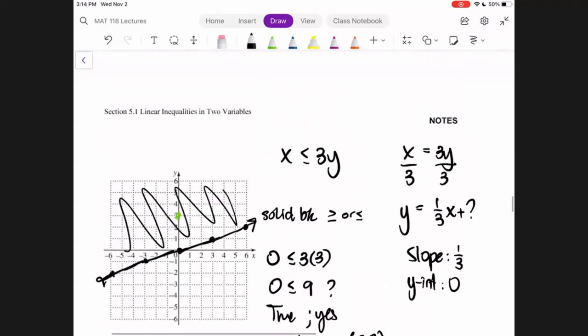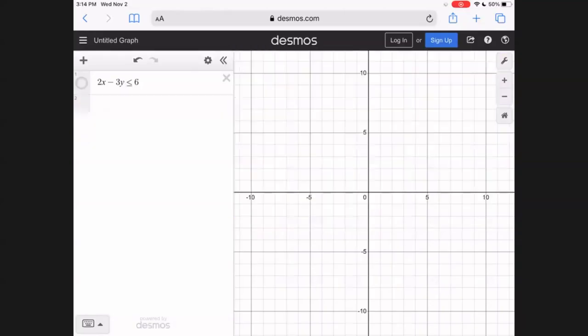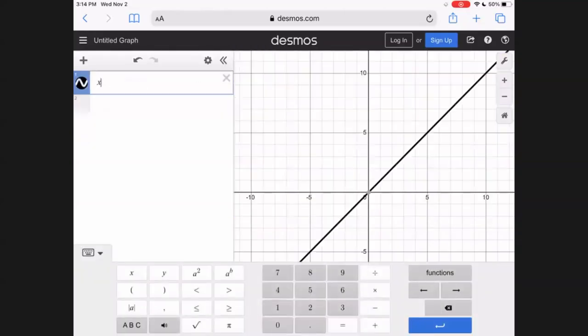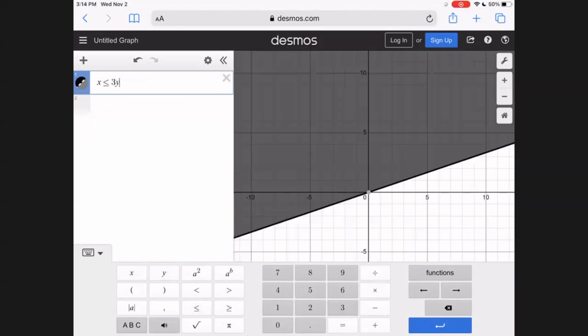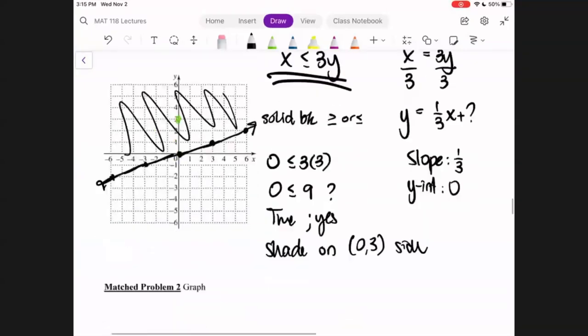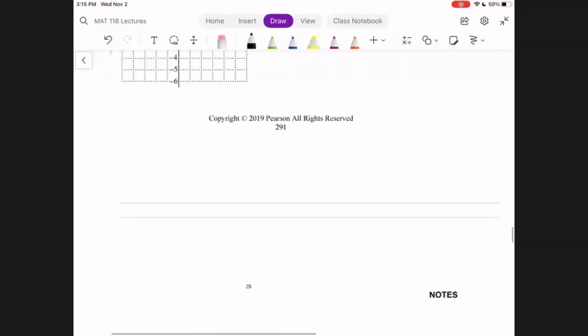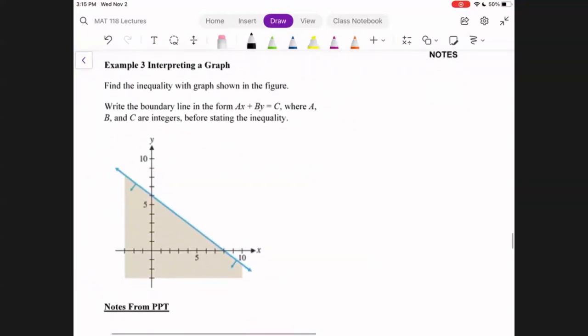Now, I'm just going to go up here in Desmos and type in the original statement, which is this. Let's type that in Desmos, see if we get a similar thing. So if I do x is less than or equal to 3y, we see here I get a nice shaded space above. Okay. So please use Desmos to help double check your shading and so forth. Right. So we have match problems here if you're curious.